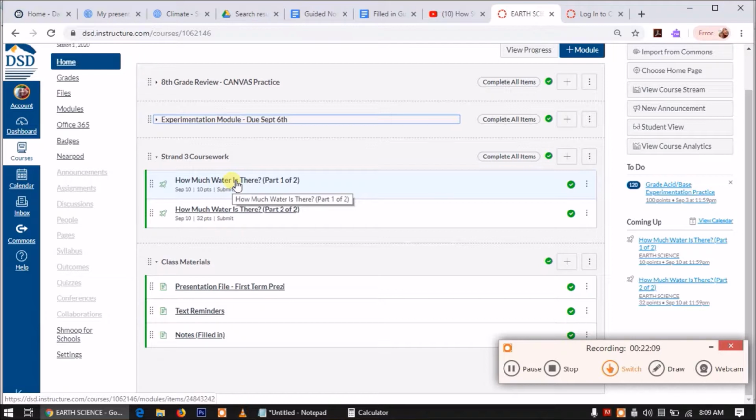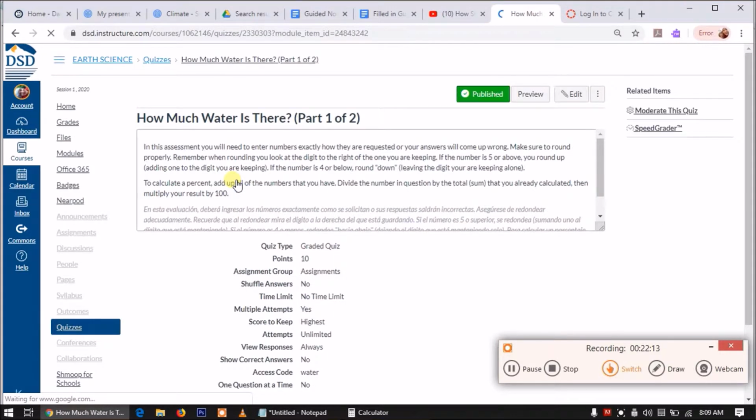Let me zoom in so you can see what I'm doing. Let me actually preview in student view because this one I actually have a student view. What?